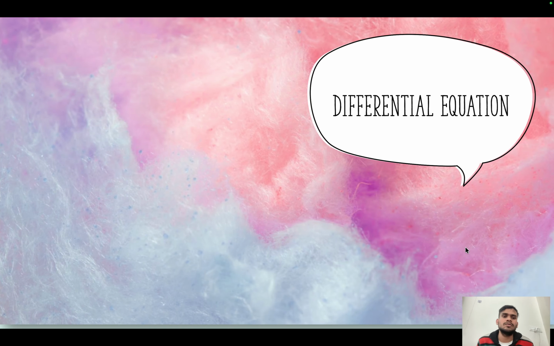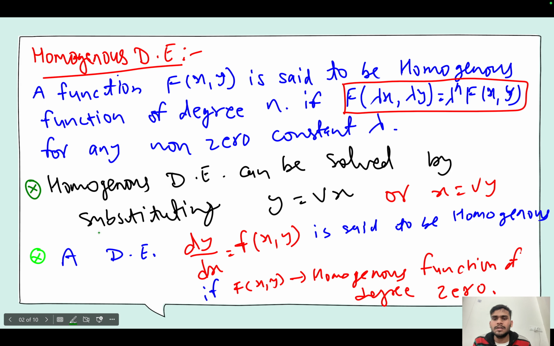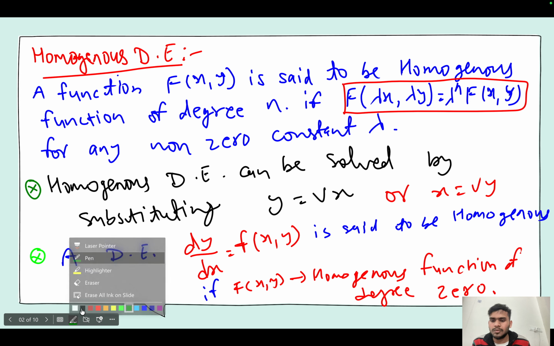Hello everyone. Today I will discuss the homogeneous differential equation, which is a part of differential equations. In the previous lecture I talked about differential equations and variable separable differential equations, and in this lecture I am going to talk about the homogeneous differential equation of first order and first degree. Before moving to the homogeneous differential equation, we should know what a homogeneous function is.